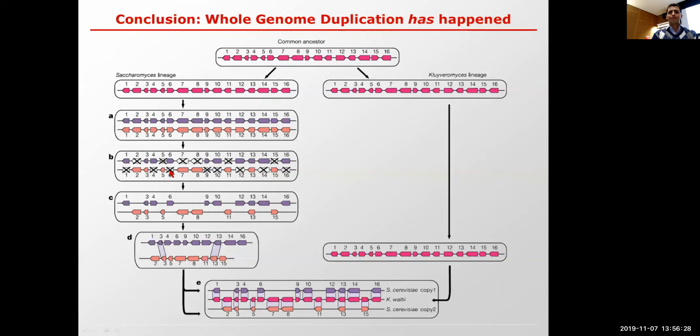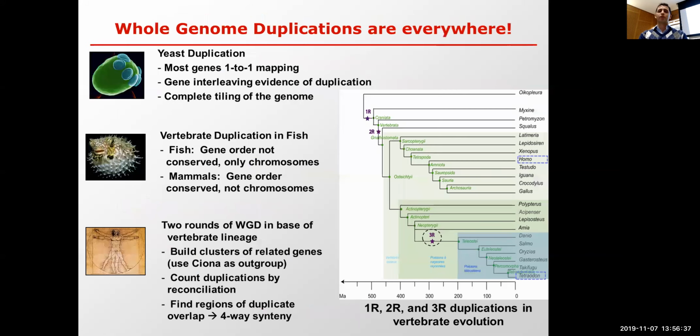Yes? Is there any kind of like what kind of genes were preserved in the duplicate? What a great question. That's the next section. Great question. All right, so that was yeast.